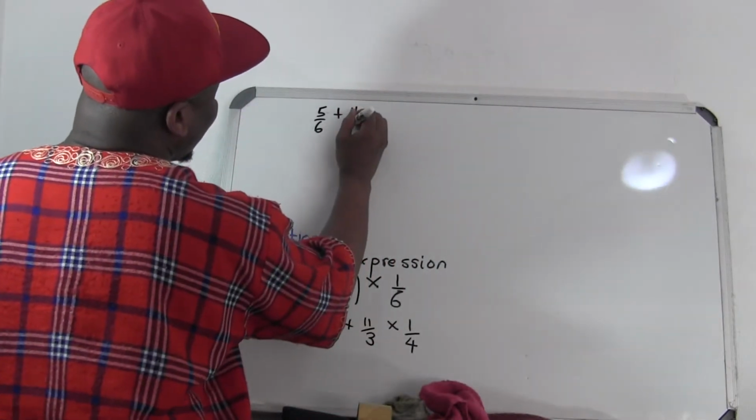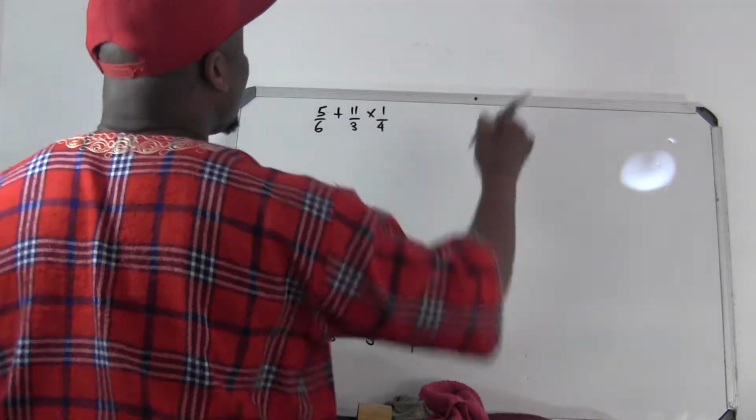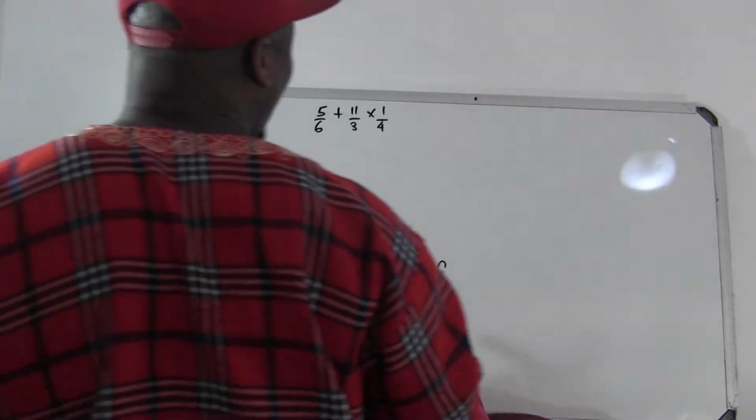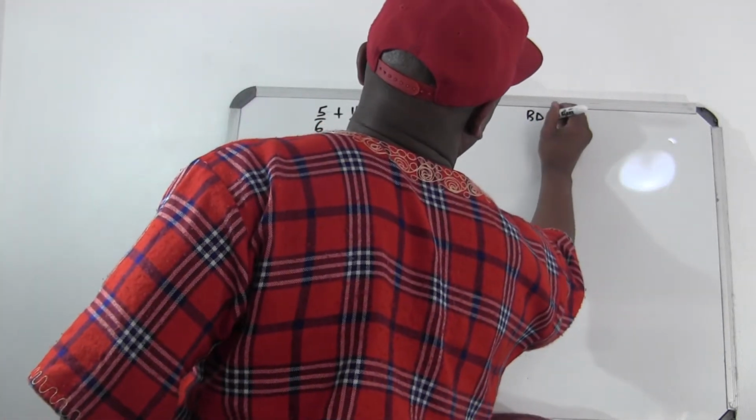5 over 6, and then you've got plus 11 over 3, and then times 1 over 4. So it's very easy, man. Like I say, just go to your BODMAS. How's your BODMAS? Say BODMAS.